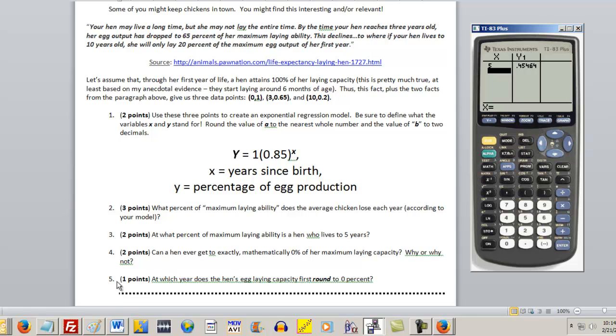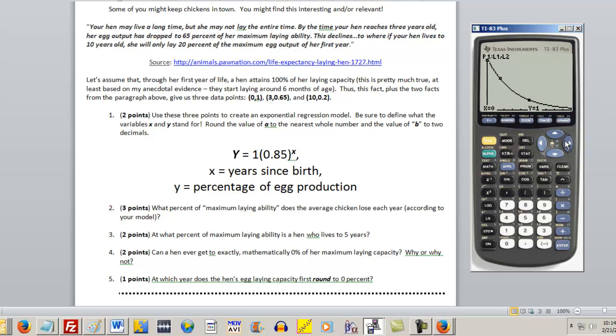However, number 5 attacks the reality of the subject: at which year does the hen's egg laying capacity first round to 0%? Eventually, she gets so close to 0% that it might as well be. If you look at the graph, that's 20% right there. So let's let this chicken go out to, say, 20 years. Let's just see what this looks like. Let me change the window here too. The y min would make 0. There, see, it's creeping in right there.